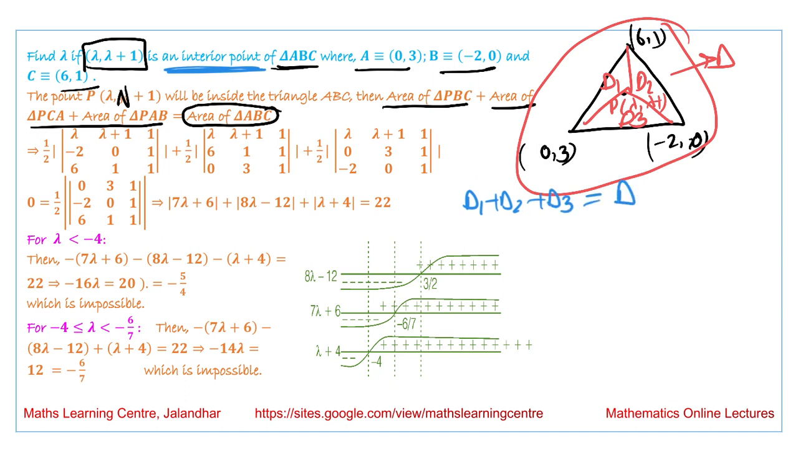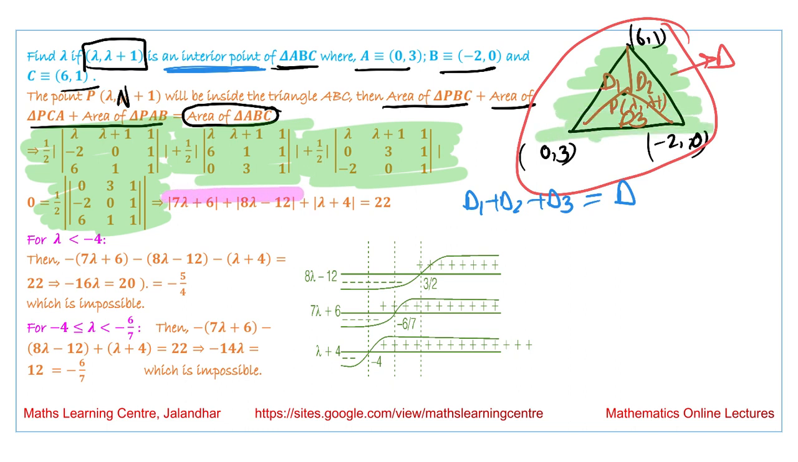So we have used the matrix method to calculate the area of these 3 triangles. It is mod over here because area is always positive, and this value should be equal to the area of the given triangle, the whole triangle. On solving this we obtain the equation in the form: mod of 7 lambda plus 6 plus mod of 8 lambda minus 12 plus lambda plus 4 is equal to 22.